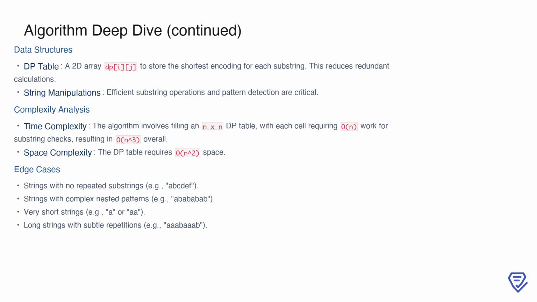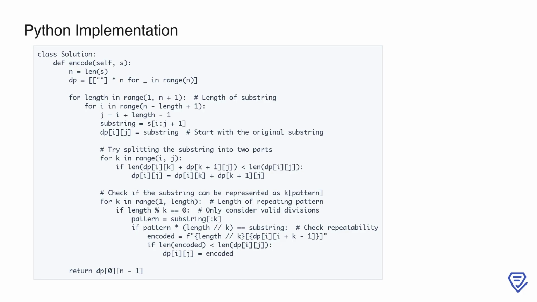Next, we consider substrings of length 2. For example, S[0:1] equals AB cannot be compressed further, so DP[0][1] remains AB. Similarly, for S[1:2] equals BA, no compression is possible, so DP[1][2] is also BA. For substrings of length 3, such as S[0:2] equals ABA, no compression is possible, leaving DP[0][2] as ABA.